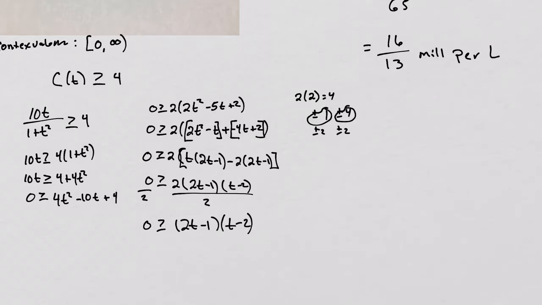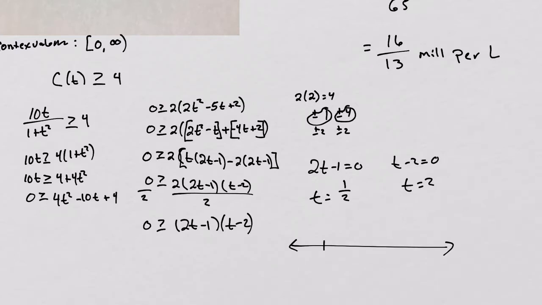You don't ever see me actually do this step in class. I just ignore the constant. You can ignore it as well. All right, set both of these equal to 0. 2t minus 1 equals 0, therefore t is 1/2. And then t minus 2 equals 0. Of course, t is going to equal 2. These are my critical values because this is an inequality.